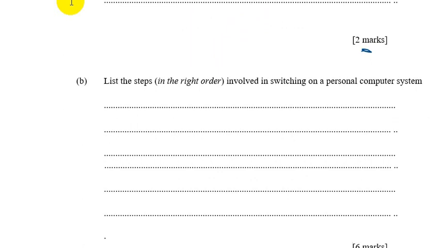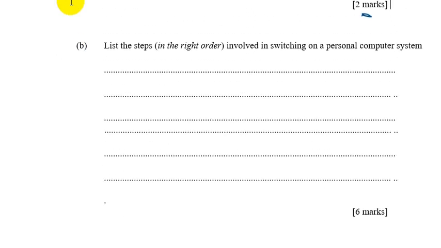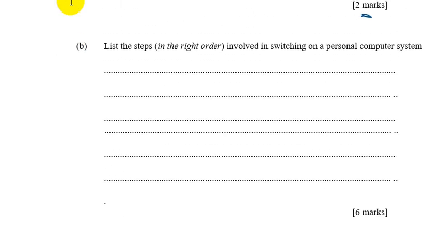Now the BECE part says: list the steps in the right order involved in switching on the personal computer. Now the marks here, we have 6 marks. So having 6 marks, it means that we have to give at least 6 points, okay. So how do we do it? We are about to turn on our computer, okay. So you check the cable, whether the cable is well connected to the system unit, okay.